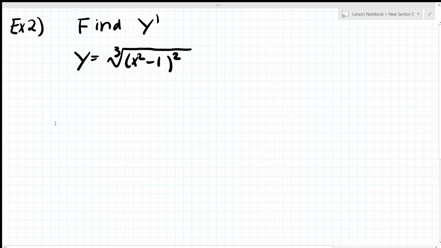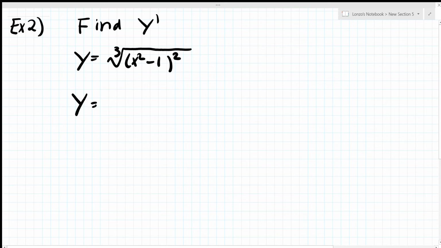Example 2 says find y prime. Okay, so this is involving radicals, right? Yeah, this is involving radicals. So I gotta find the derivative of this, but let's see here. Before I do that, let's simplify this. How can I write this in power rule?